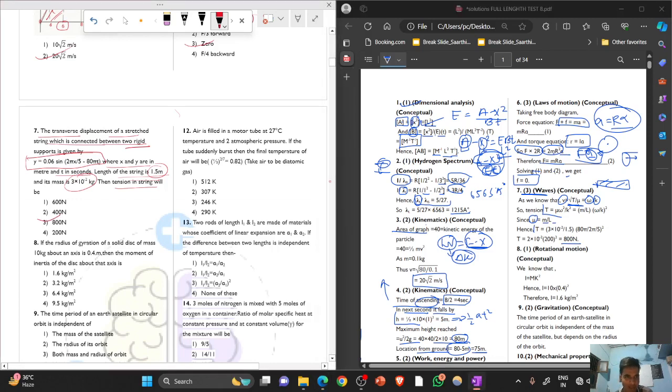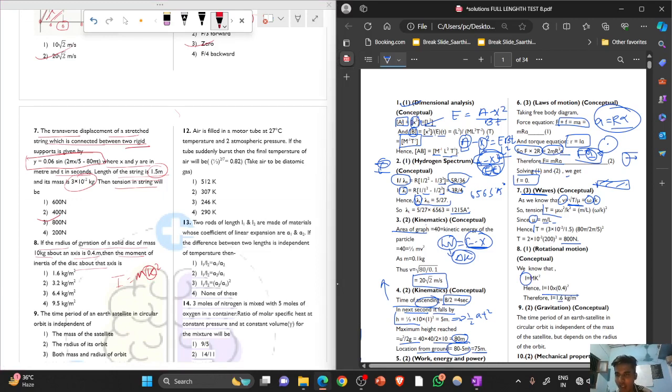Now moving ahead. The radius of gyration of a solid disk of mass this and this meter, find the moment of inertia. It's a simple formula based question. Your radius of gyration is given. You just need to calculate the moment of inertia. You know that I equals M k square, where k is the radius of gyration. You simply use this formula, put the values, you can get the I, that will come out to be 1.6 kg meter square.